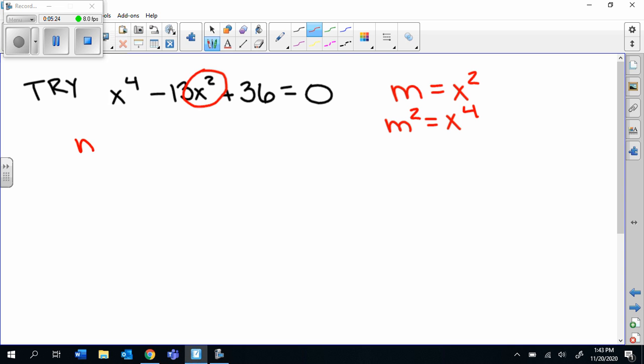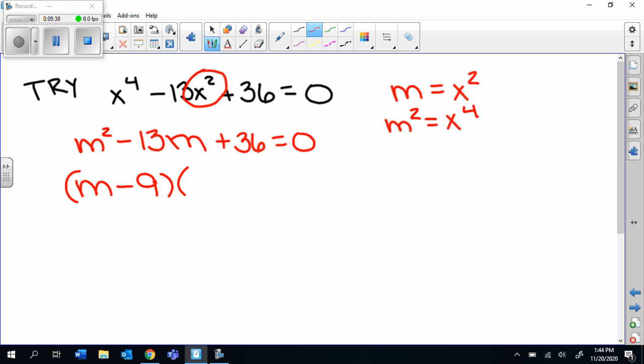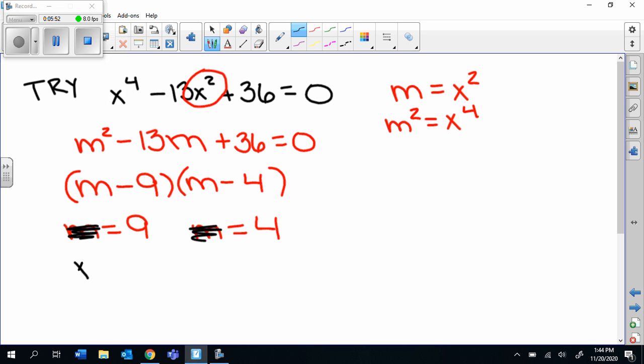So this becomes m squared minus 13m plus 36. If I factor that, I'm going to get m minus 9 and m minus 4. If I solve, I'm going to get m equals 9 and m equals 4. And now when I substitute back, plug it in with the x squared, solve both sides by taking the square root.